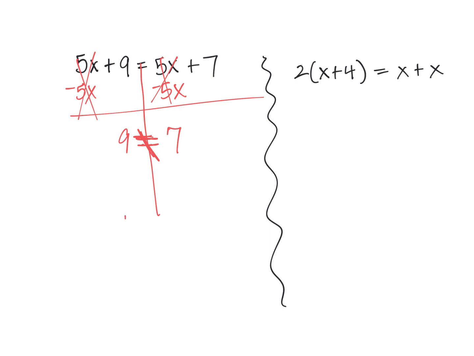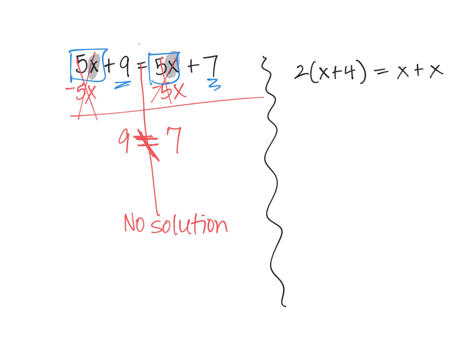So you kind of end up with a not true statement. If you end up with something like that, it means the answer is no solution. There's nothing that you could put in here for x that would ever make the scale balanced or would ever make that equation true. The reason for that is because you have the 5 x's on both sides, and then the 9 and the 7, those are never going to balance out because they're 2 different amounts.